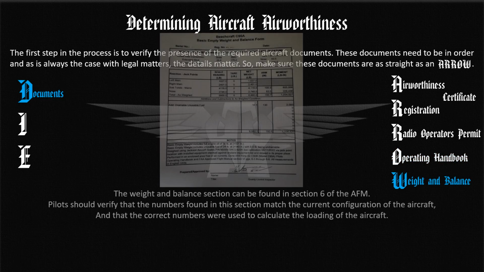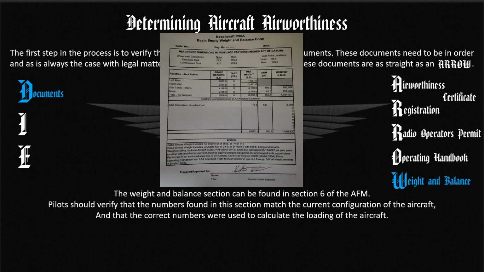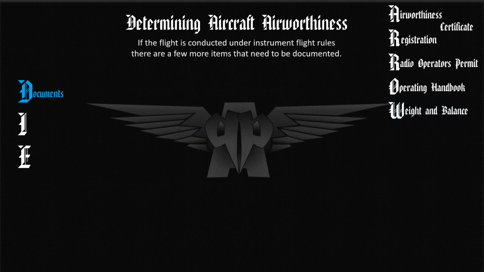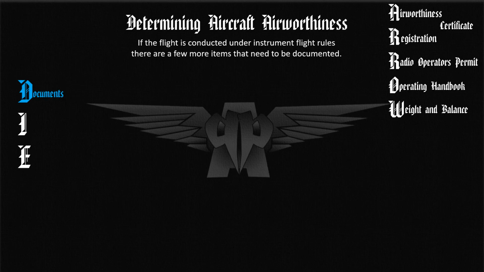The weight and balance section can be found in Section 6 of the Aircraft Flight Manual. Pilots should verify that the numbers found in this section match the current configuration of the aircraft and that the correct numbers were used to calculate the loading of the aircraft. Company documents, flight apps, or personal records may be used for convenience. However, these calculations are not valid until checked against the information found in Section 6. These numbers are subject to change, so the pilot should verify that they use the correct empty weight before every flight.